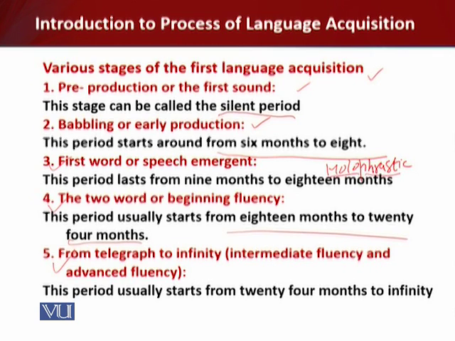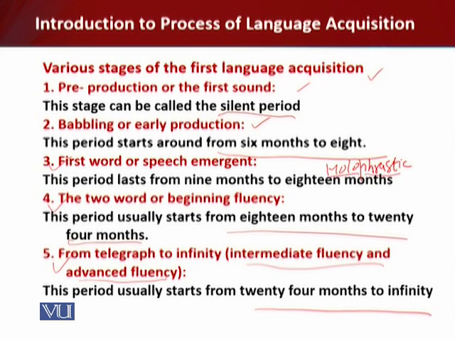Then we have the last stage, or the much more advanced stage, which is from telegraphic to infinity, which is known as intermediate fluency and advanced fluency. Now this period usually starts from 24 months to infinity. Some scholars divide this stage into two stages. The first starts from 24 months to 30 months, and they call it intermediate fluency. The second starts from 30 months to infinity, and they call it advanced fluency.